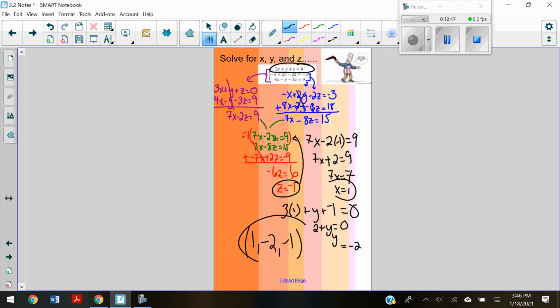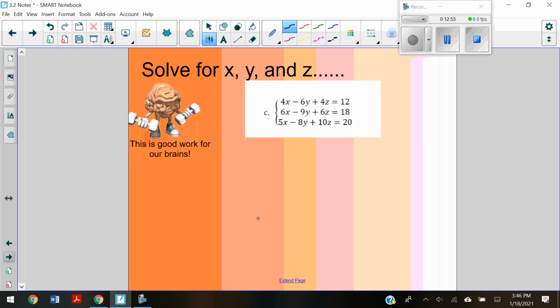That one took us a little less time on that problem. All right, the next two will take even less time. Whew. All right, so if I look here, I don't have an x, a y, or a z that's by itself that I could easily manipulate.